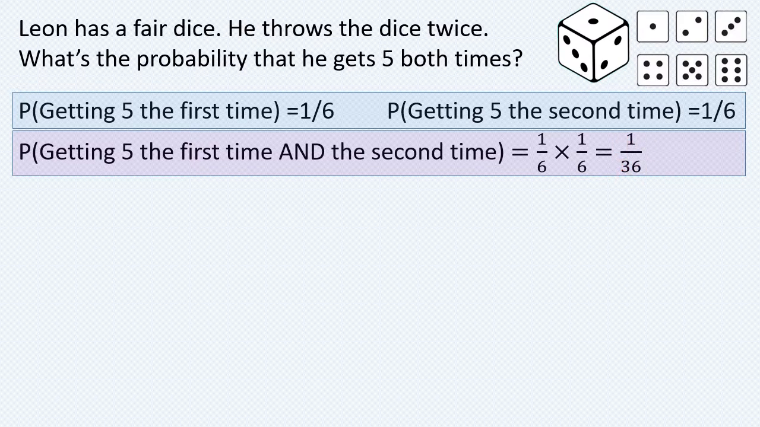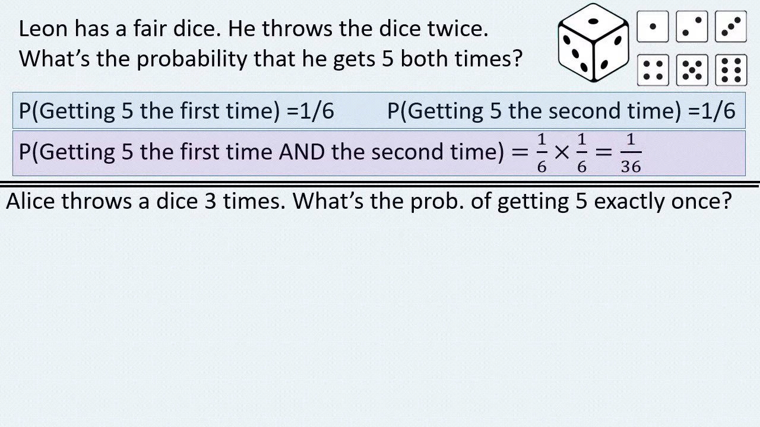The second part of the question is not so straightforward. It says Alice throws a dice 3 times. What's the probability of getting 5 exactly once? You must really be careful about the wording when it says exactly once. It means that Alice can get a 5 either on the first time she throws the dice, or on the second time, or on the third time, provided that she doesn't get it more than once.